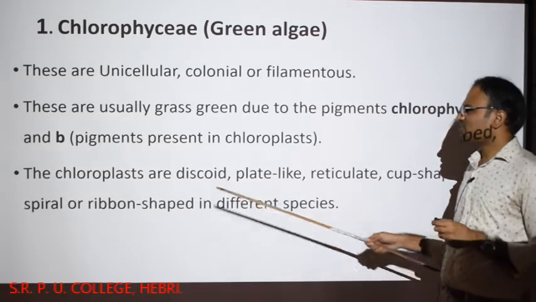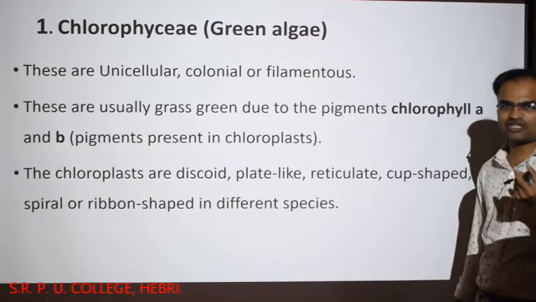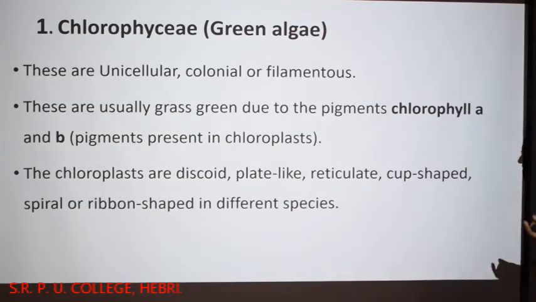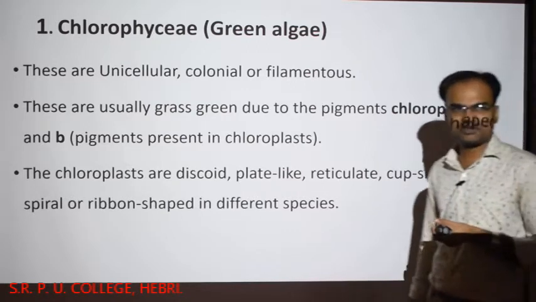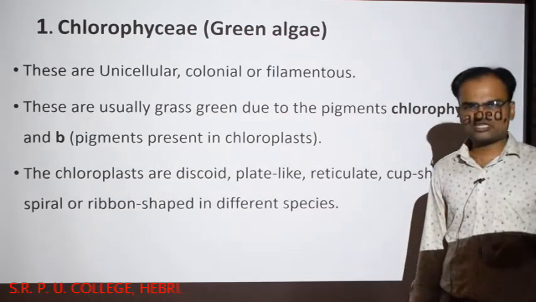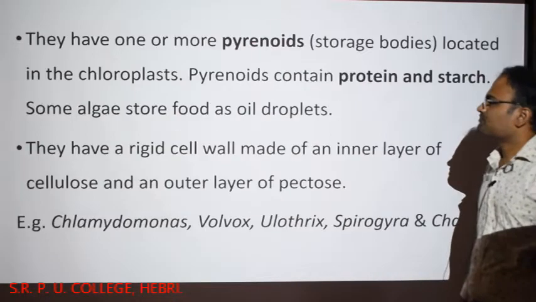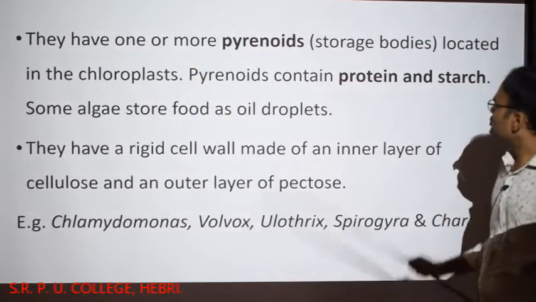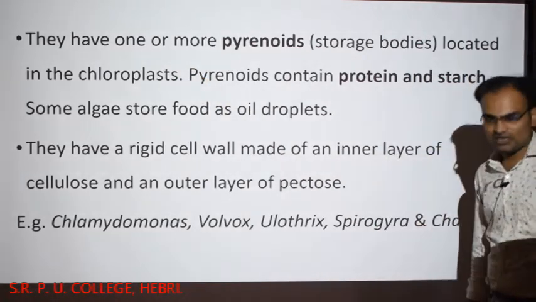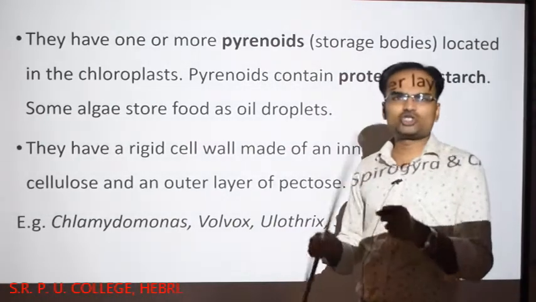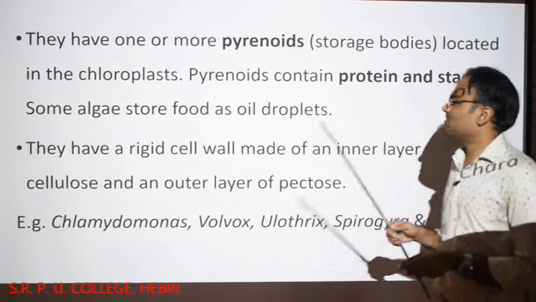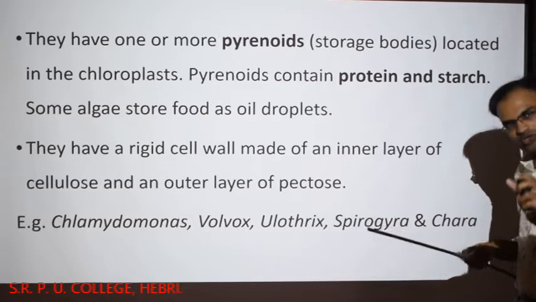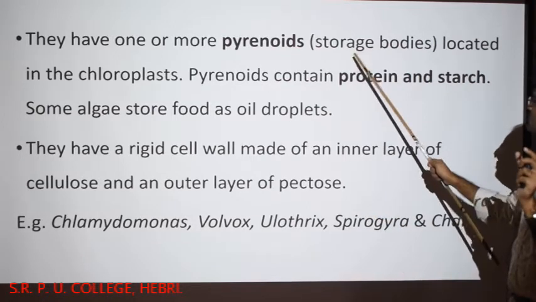The structure of the chloroplast varies, like discoid, plate-like, reticulate, cup-shaped, spiral or ribbon-shaped in different species. They have one or more pyrenoids, that means the storage bodies located in the chloroplast. The green algae have certain stored food molecules in them. They are present within the chloroplast.